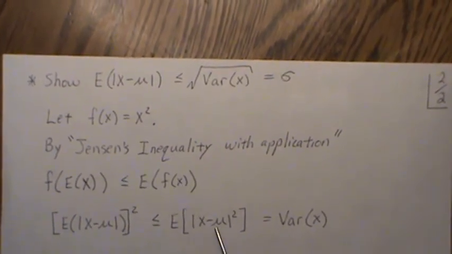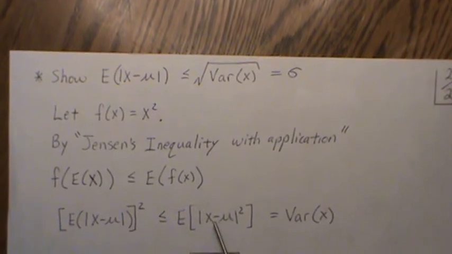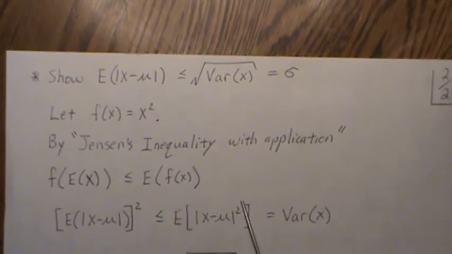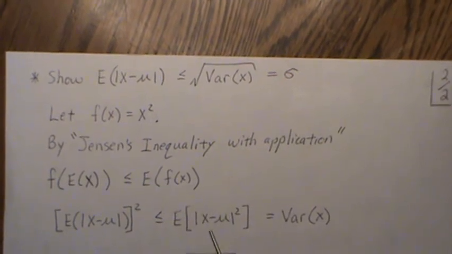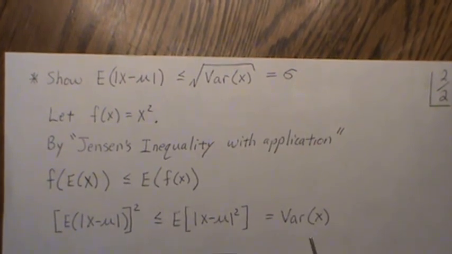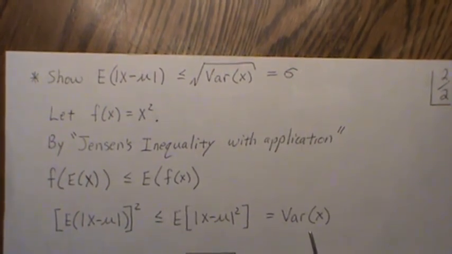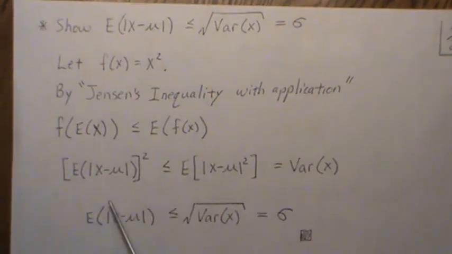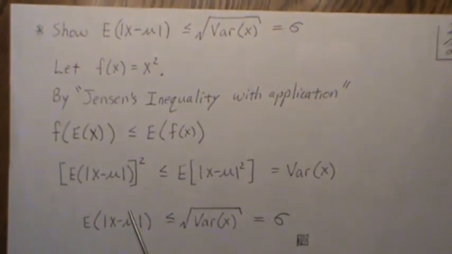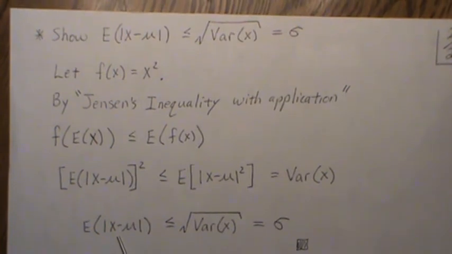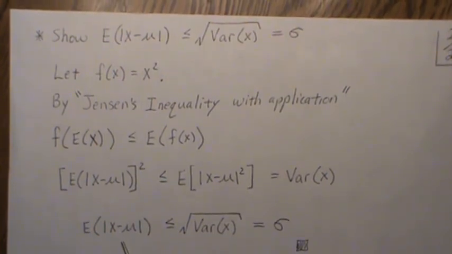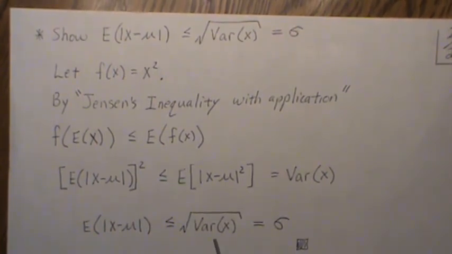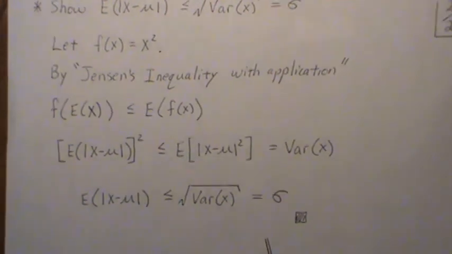And remember, X is the absolute value of X minus mu. We put it in this function, it squares it. But absolute value squared is the same thing as just squaring it. Well, the mean of this squared we know is the variance. If you take the square root of both sides, you get the expected value of the absolute difference is less than or equal to the square root of the variance, which is the population standard deviation.